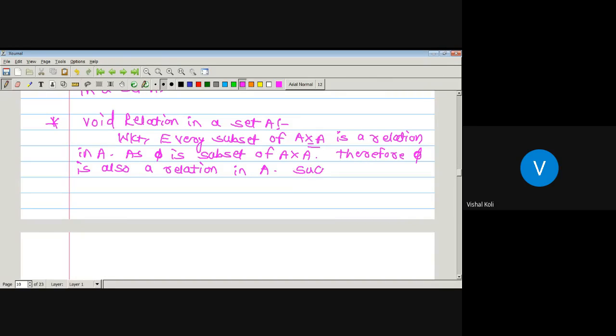Such a relation is called a void relation. So if we have one set A, then every subset of A cross A is a relation in set A. As the empty set is a subset of every set, it also forms one relation in set A. Such a relation is called a void relation or empty relation in a set A.